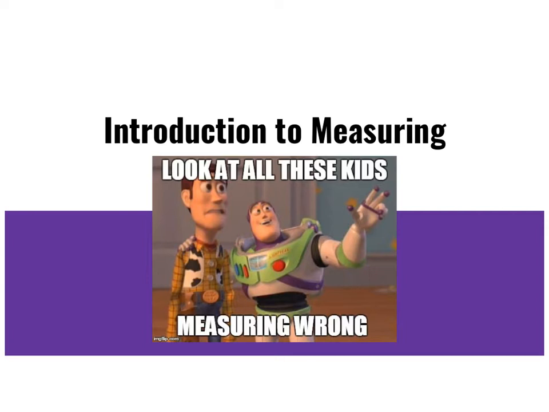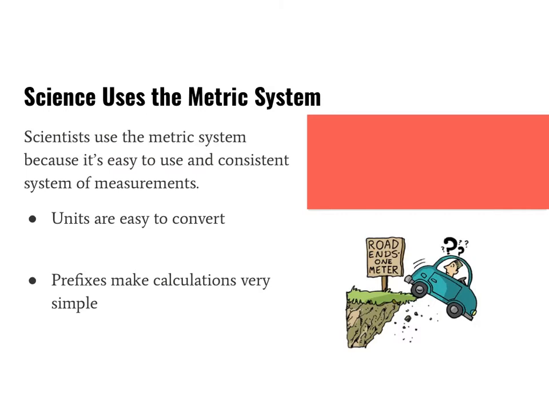We're going to look a little bit at some measurement and how we can actually properly read a measurement off of some of the tools that we might use here in chemistry. We want to basically leave you feeling a little bit better than Woody here, and make sure that you're measuring correctly. So the first thing that we want to talk about is, why do we use the metric system? Because especially here in America, we don't typically use the metric system.